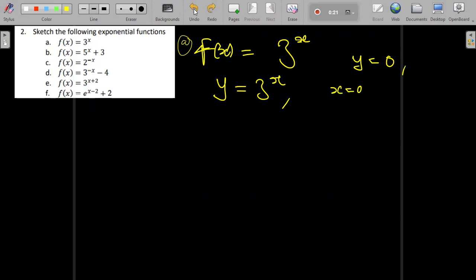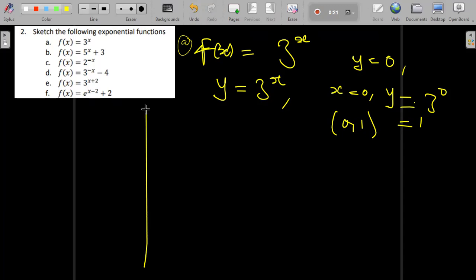I don't know what's happening to my pen. So now it's misbehaving. So this is x is equal to 0. What will be my y? Our y will be y is equal to, you see what the pencil is doing now. It's writing on itself. So it will be 3 to the power 0, which will just be 1. So our y-intercept is 0, 1.